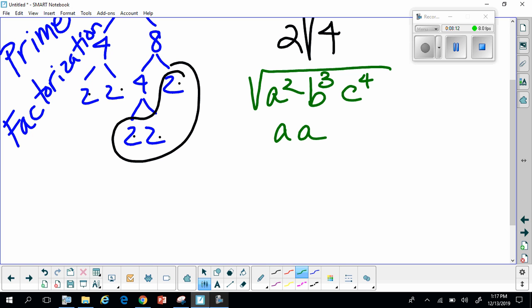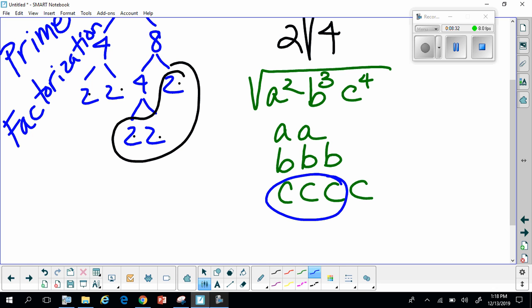So I'm going to write out all the letters as many times as the exponent says. Okay, as you can see, I have 2 A's, 3 B's, and 4 C's. Now I'm looking for a group of 3. I'm going to use a different color ink, and I know I have one group of 3 C's. I have 1 C left over. I have one group of 3 B's, nothing left over, and the A's are squared, therefore there's not 3 to circle. So here we go.